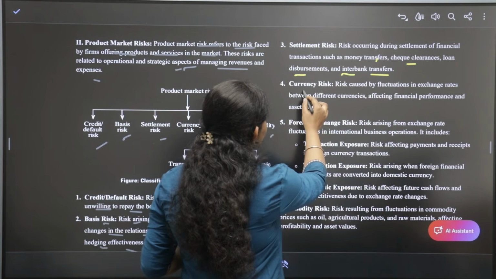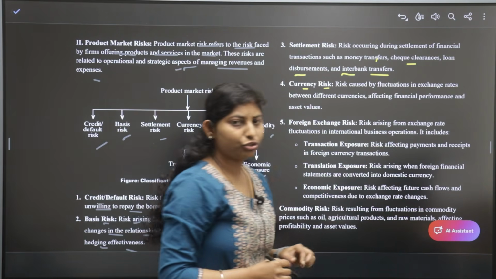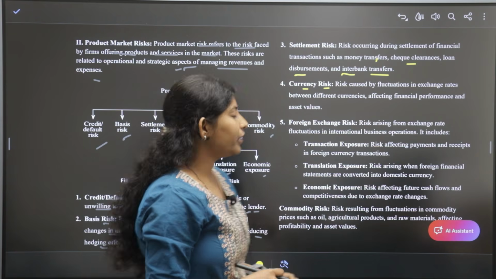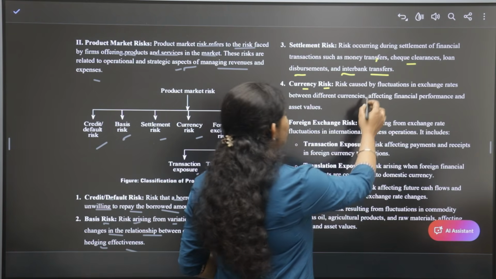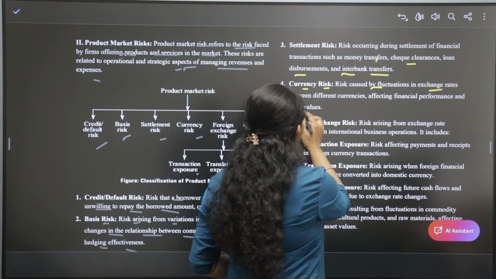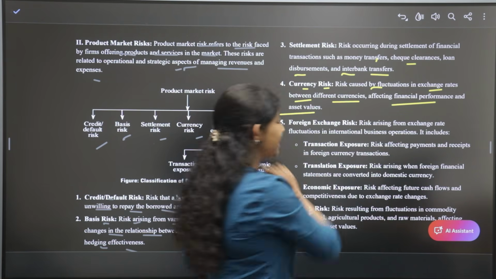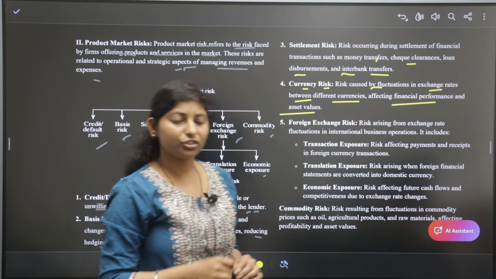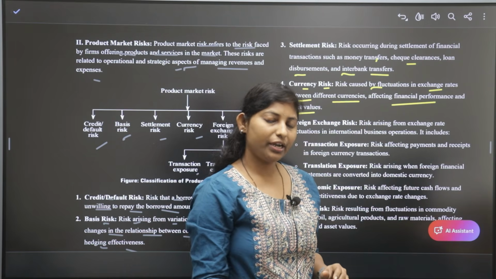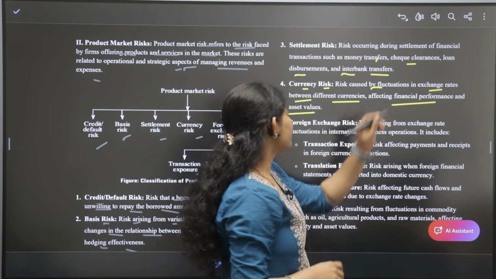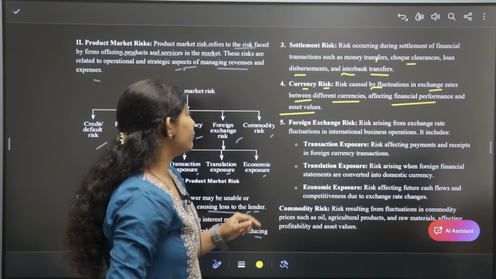Next we have currency risk. When there is a fluctuation in the exchange rate or in the currency value, we face currency risk. The risk caused by fluctuation of exchange rates between different countries affects financial position and asset value. Immediately the changes in the currency rate or exchange rate are going to affect our financial performance and our company's asset value.